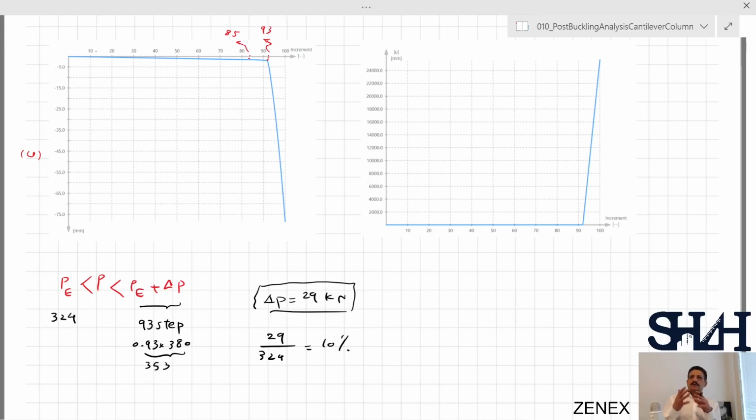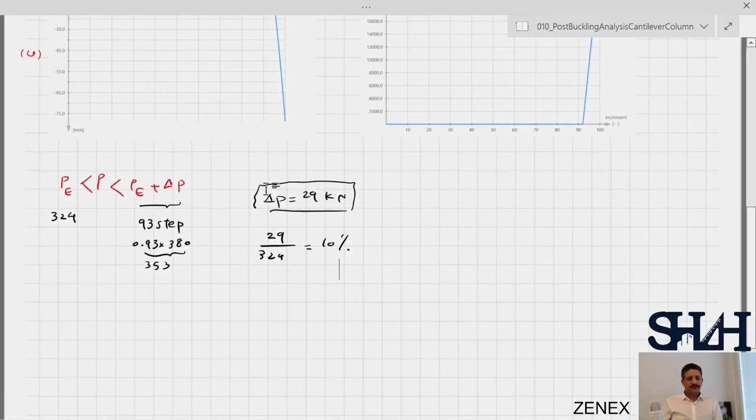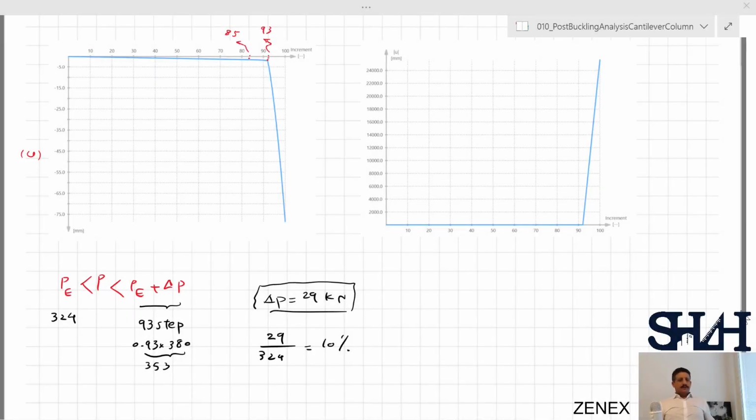So we can apply this load. It's still stable. And after that, it is not in equilibrium anymore. It loses its stability. But if you solve it by linear material, then you will not see this because the material effect is not considered. Yes, that is the end of this example.